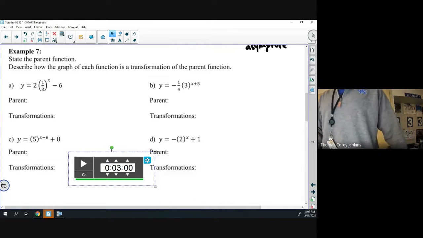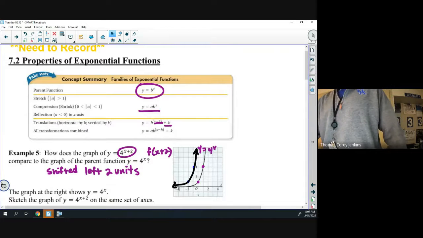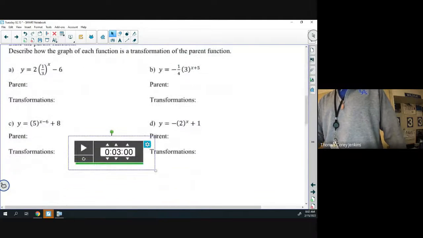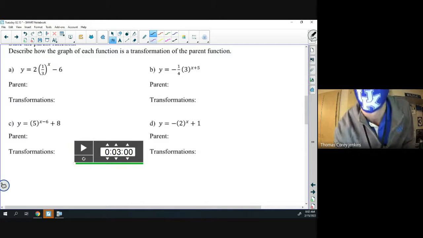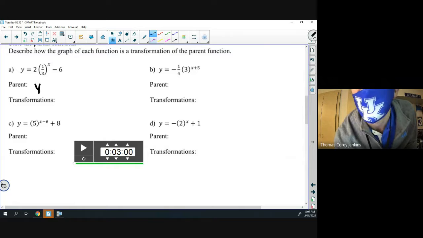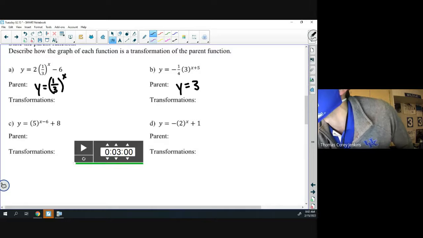All right, so your parent function, if we look back at the definition, is just y equals the base to the power of x. So we can go ahead and name the parent function for all these. For A, it would be y equals 1/3 to the power of x. B, the parent function would be y equals 3 to the x.